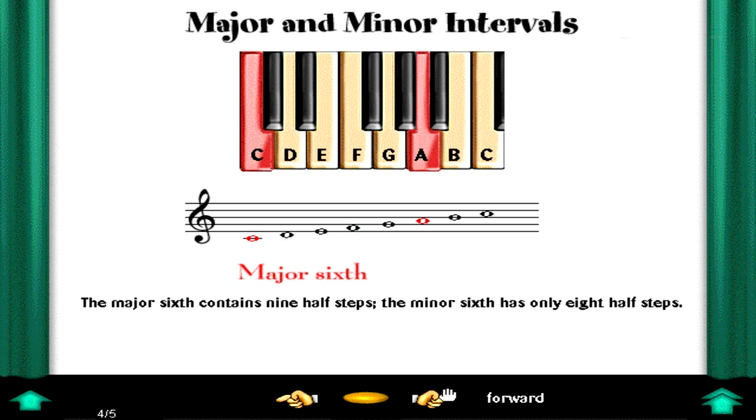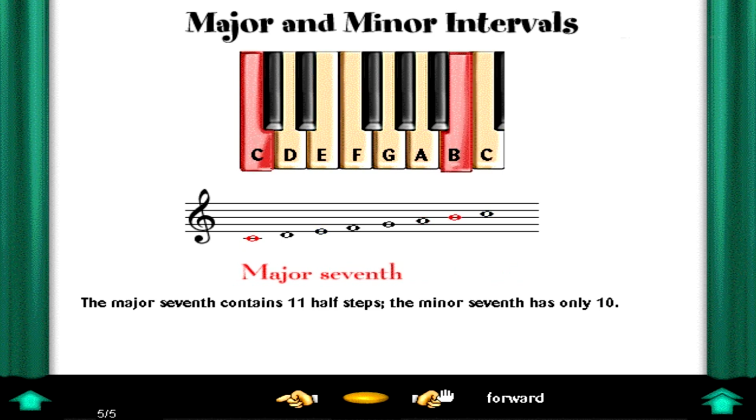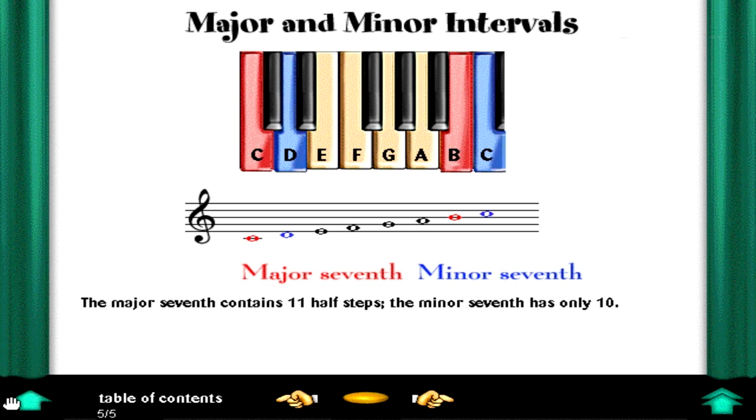The major 6th contains 9 half steps. The minor 6th has only 8 half steps. The major 7th contains 11 half steps. The minor 7th has only 10.